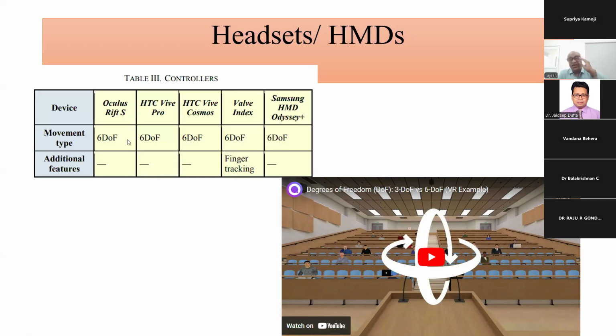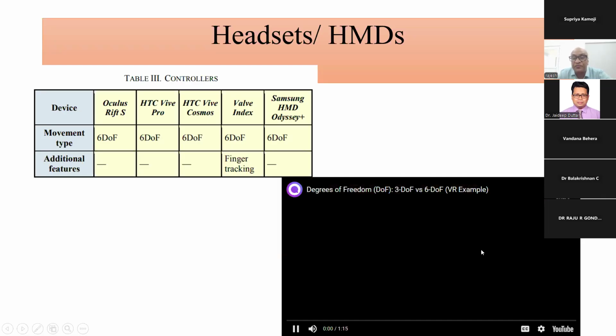I have a video which tries to highlight the difference between 6 degrees of freedom and 3 degrees of freedom. Have a keener look at this and try to understand what will be 3 DOF and what will be 6 DOF through this video.